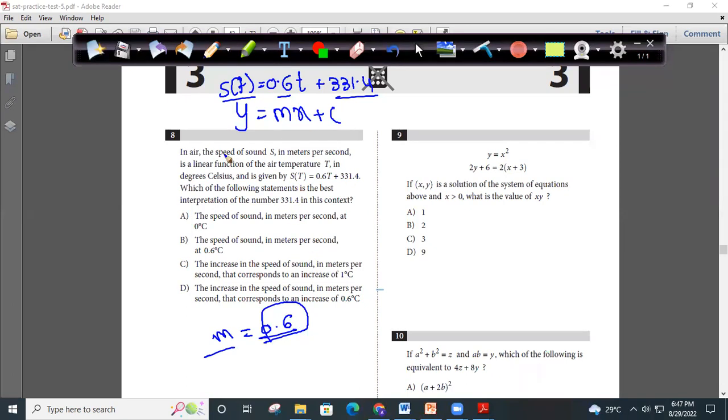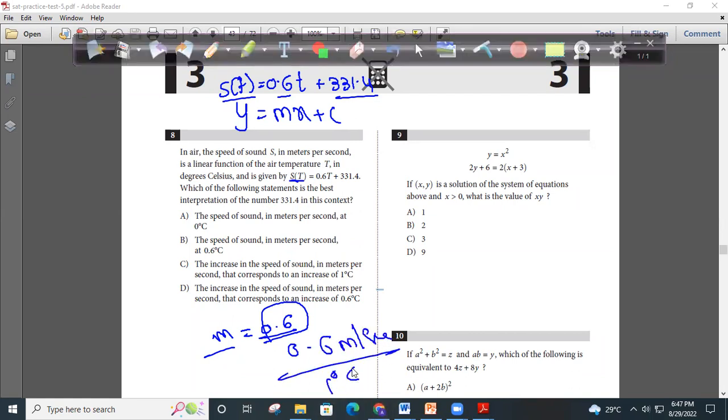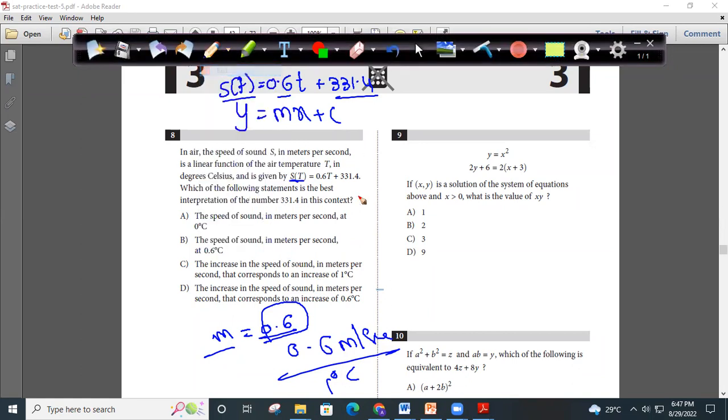The speed of sound changes by 0.6 meters per second for every 1 degree centigrade. For every 1 degree centigrade increase in the temperature, the speed of sound increases by 0.6 meters per second. But the question is asking what is the meaning of 331.4? What is the meaning of 331.4? It is the y-intercept. What is the meaning of the y-intercept? The value of y when x is equal to 0, or the initial value.